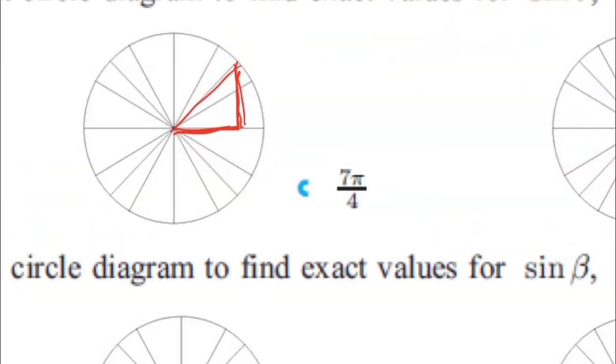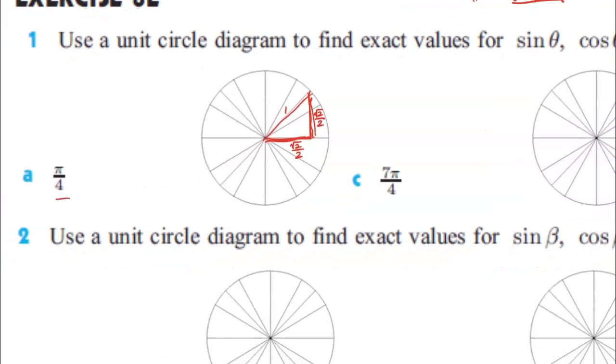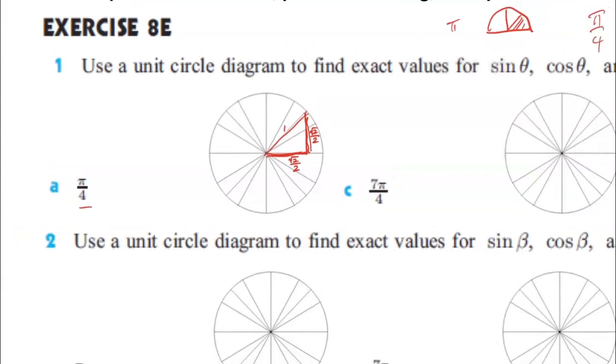Now remember, the length of the hypotenuse is always 1 in the unit circle. These two sides of the 45-degree right triangle are going to be the medium length, square root of 2 over 2. They're both square root of 2 over 2. So, of course, sine of pi over 4 would be square root of 2 over 2, and cosine of pi over 4 would also be square root of 2 over 2. So they're both the same.